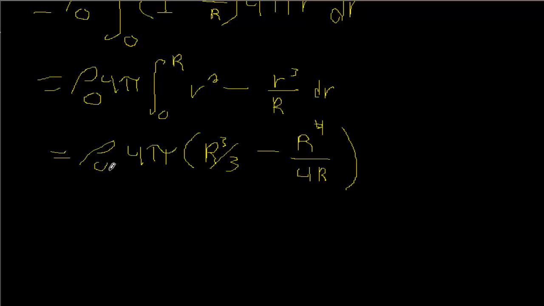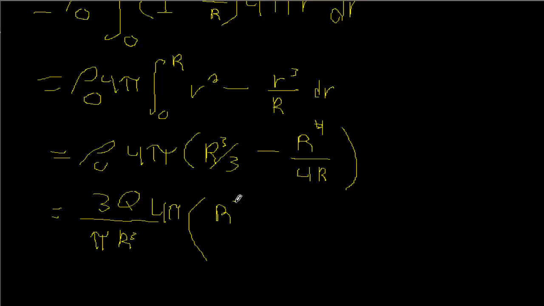And so at this point, we can plug in the constant rho sub 0, which was just equal to 3Q divided by pi big R cubed, times 4 pi, and you'll start realizing a lot of terms will start canceling out. R cubed divided by 3 minus R cubed divided by 4, see those R's will cancel.